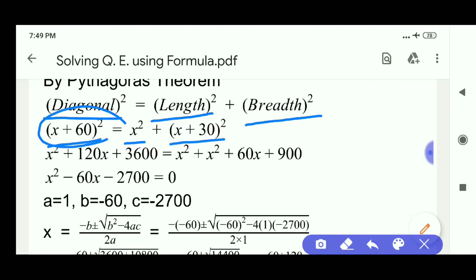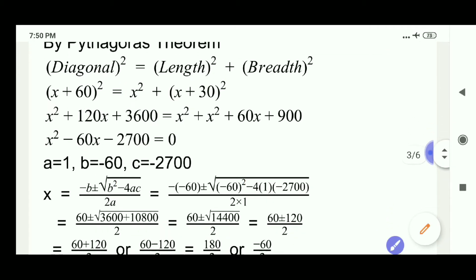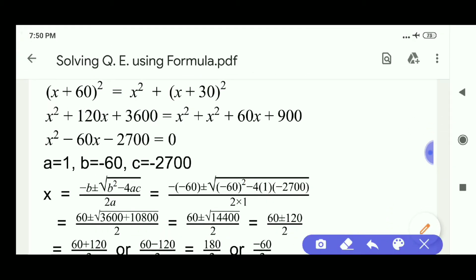Here we apply the a plus b whole square formula. By applying it, we get x square plus 120x plus 3600, and copy x square as it is, and again apply a plus b whole square to x plus 30 whole square, that is x square plus 60x plus 900. By simplifying, we obtain the quadratic equation x square minus 60x minus 2700 is equal to 0.